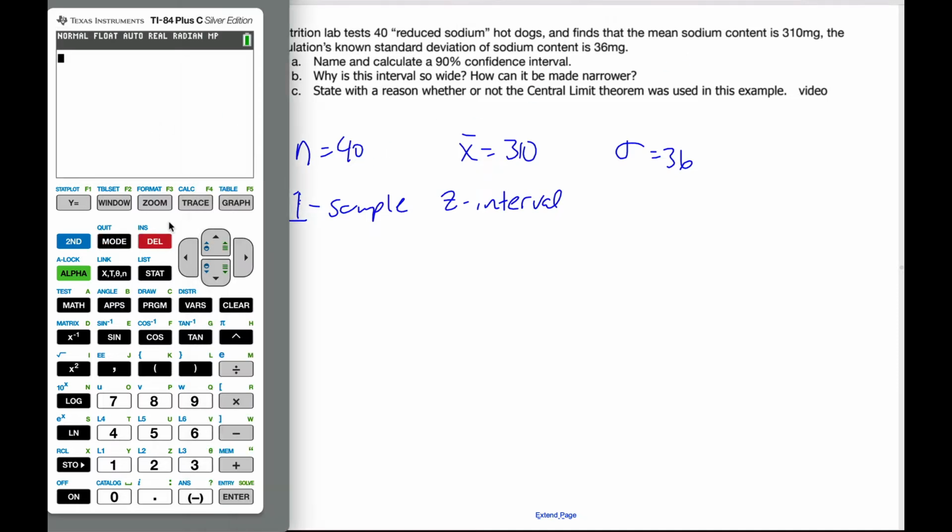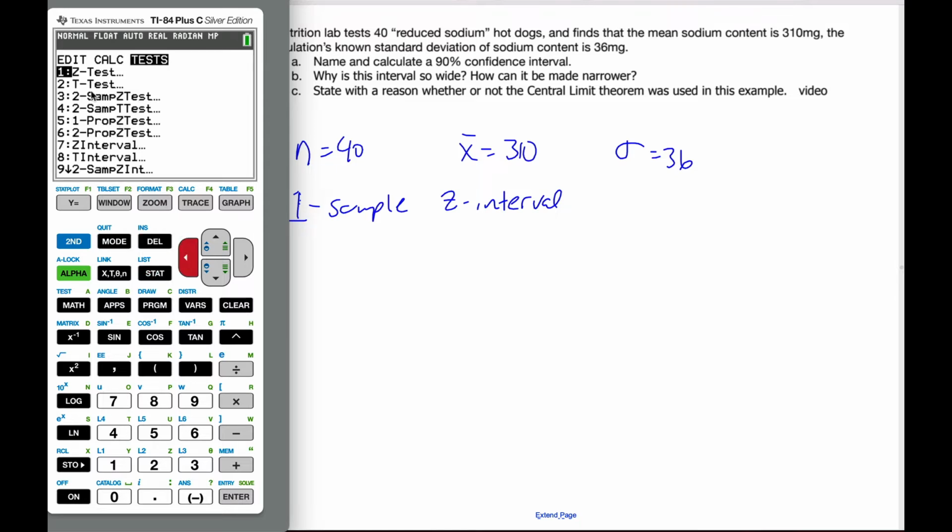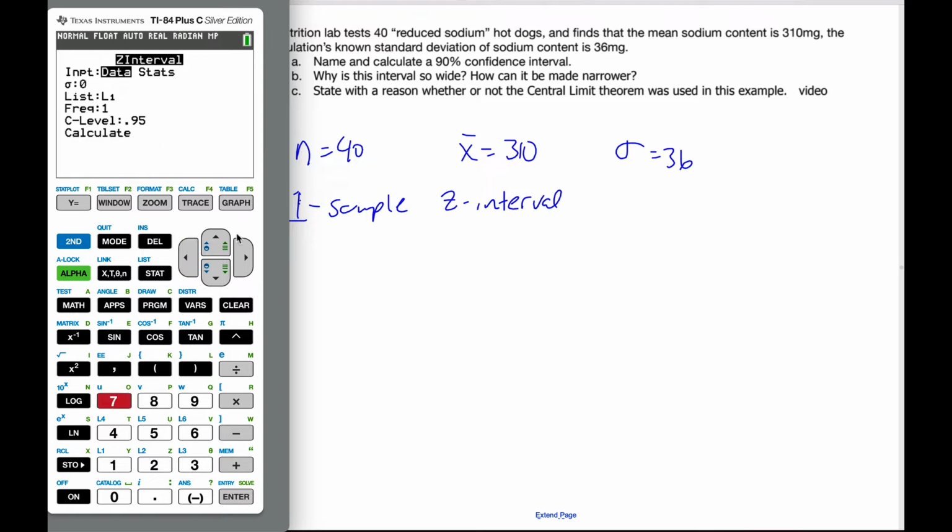So then I can just go to my calculator, and if I go to stat, test, I'm going to do a Z interval, number 7. I don't have data, I have stats. My standard deviation is 36, the mean I'm told is 310, my N is 40, and my confidence level is going to be 90%.